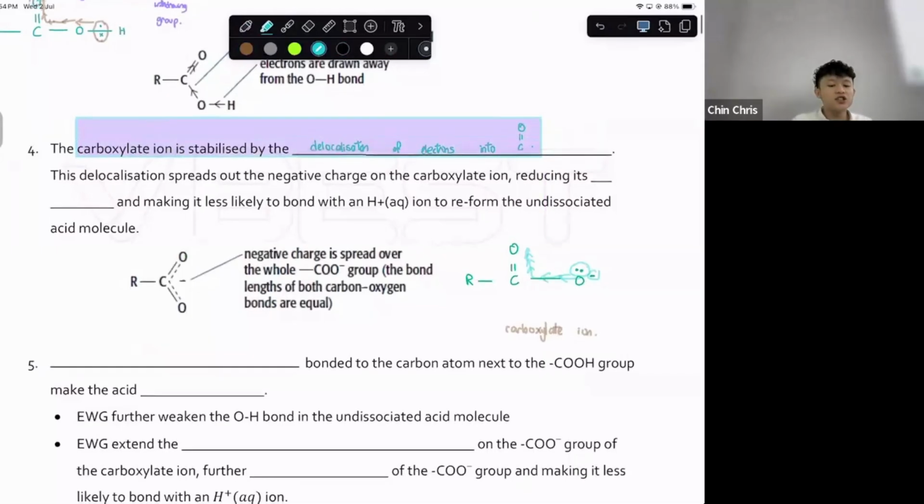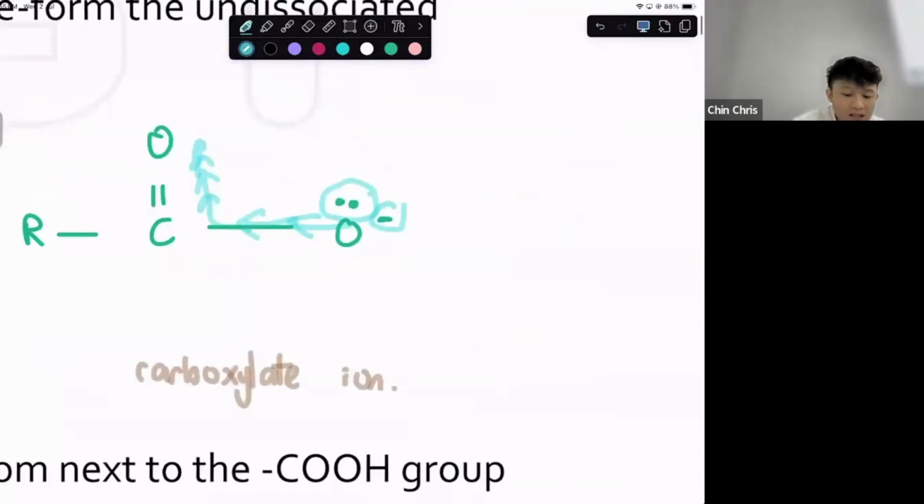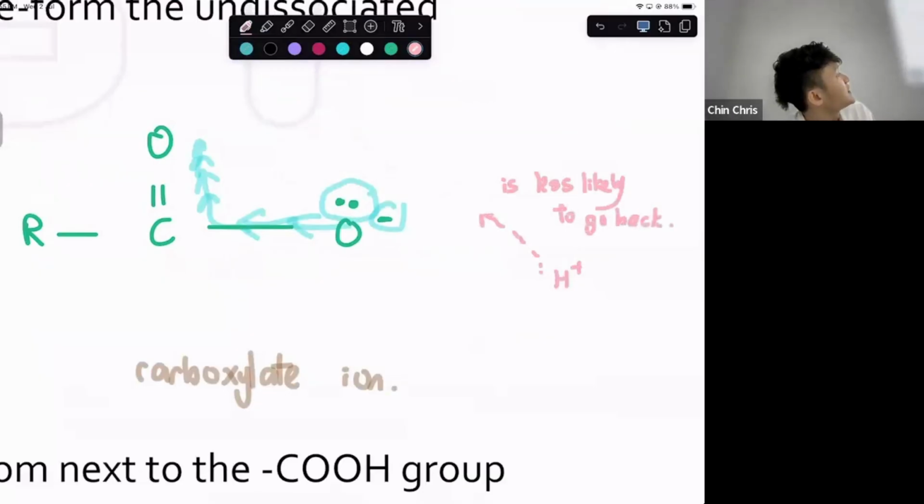So guys, the delocalization spreads out the negative charge on the carboxylate ion, hence reducing the charge density. So guys, what it means here, you see? Let's say if I put an H plus, this H plus is less likely to go back. Why? Can anyone tell me why the H plus is less likely to go back?